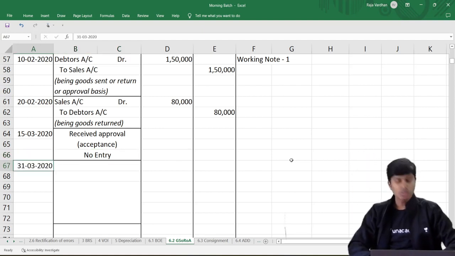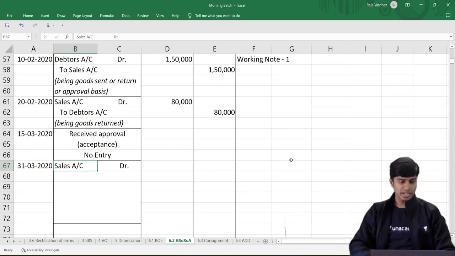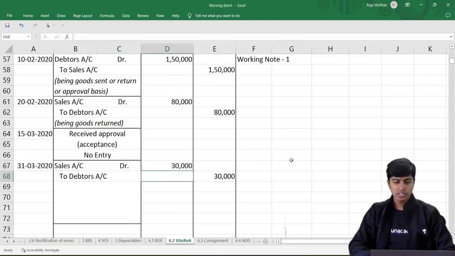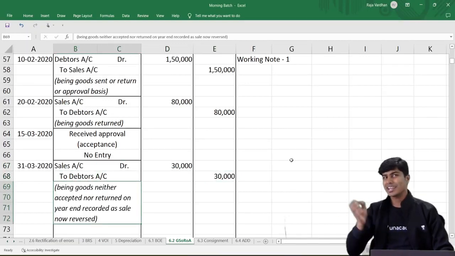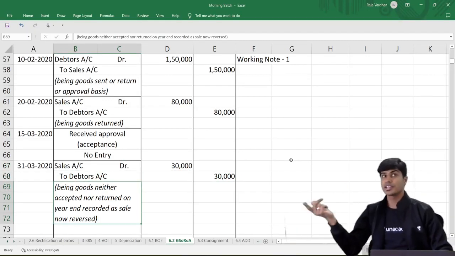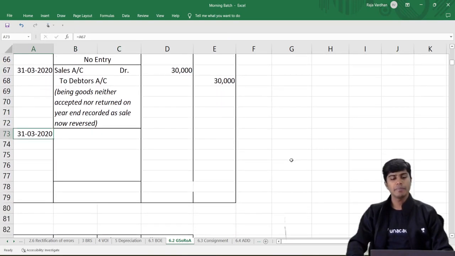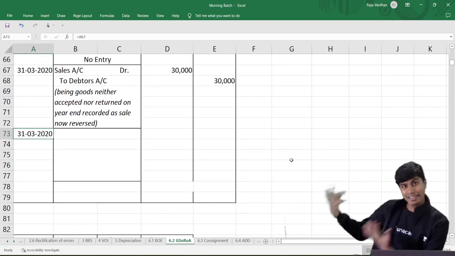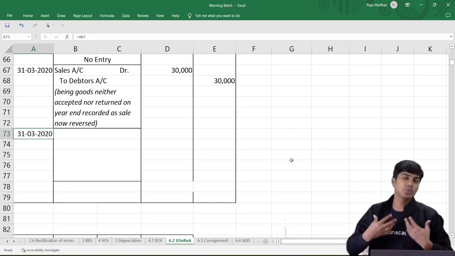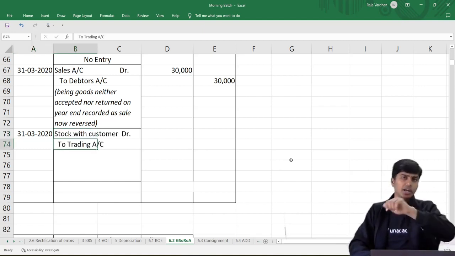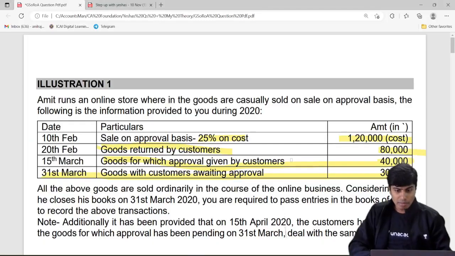Let's pass. On 31st of March, reversal of sales. Entry is sales to debtors. How much? This is for 30,000, being goods neither accepted nor returned lying with the customer, previously recorded as sale, now returned. And on the same date, 31st of March 2020, we are going to bring that stock into our books, for which I need to write the entry: stock with customer account debit to trading account. For this, the amount is not 30,000. The reason is this 30,000 here is selling price.